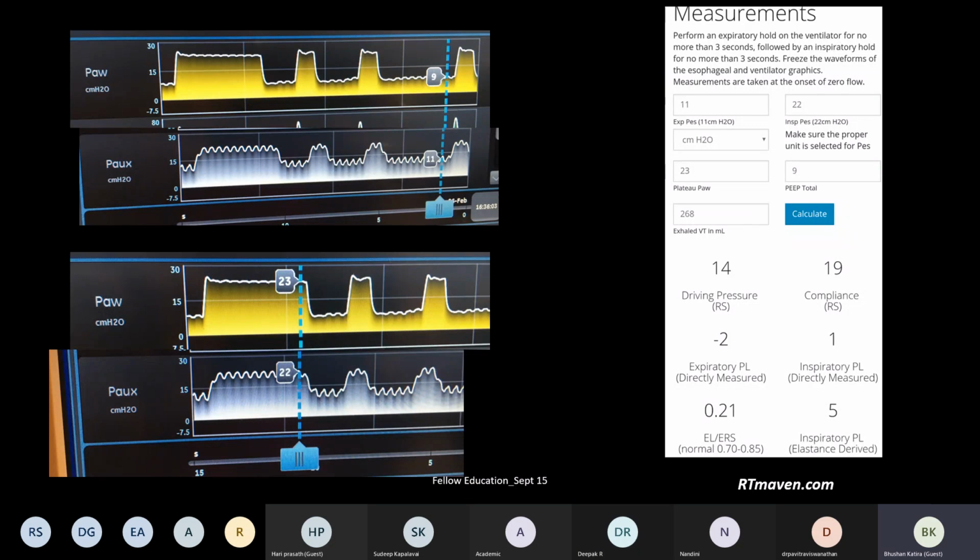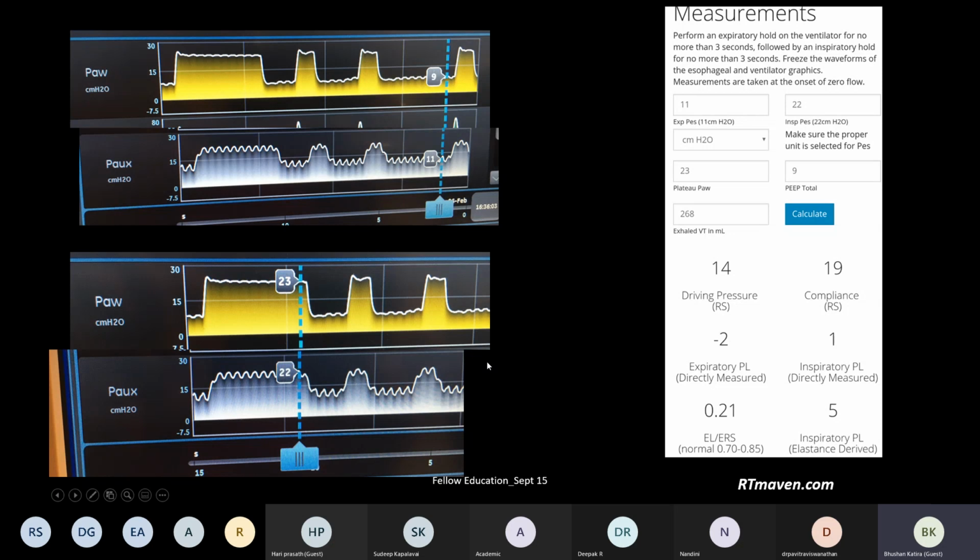Great. Okay, now here's this calculator online that I was talking about. You can go on rtmaven.com and download it, etc. Or you can Google Thomas Perrino and you will see a lot of stuff. You can also go to the Center of Excellence in Mechanical Ventilation website, COEMV, which is run in Toronto, and they have all of this there.